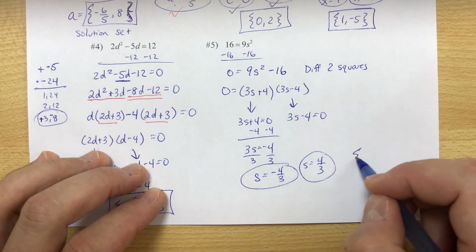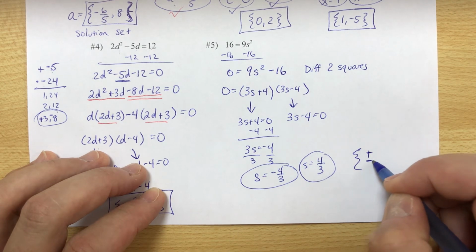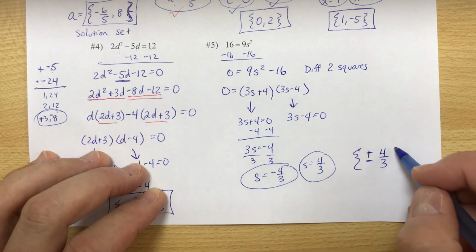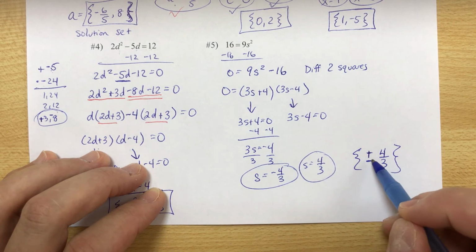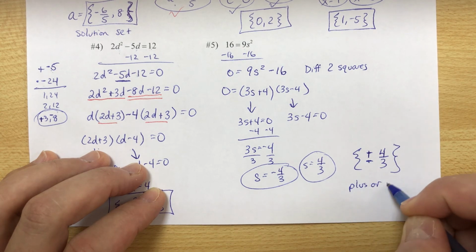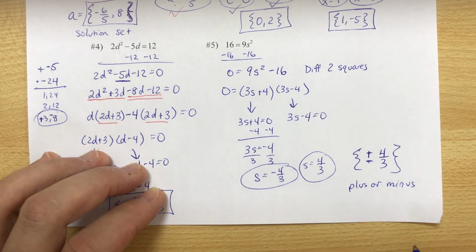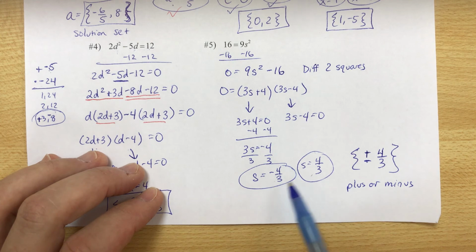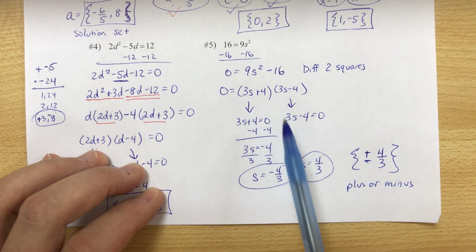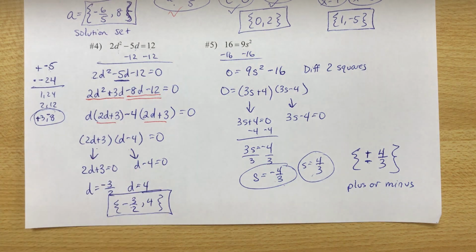When I write this answer here, one way that we can write it, instead of writing 4/3, negative 4/3, I'm going to write this as plus or minus 4/3. That means plus or minus. Those are my two answers. That's a short way of writing both of these, positive and negative. And again, if we check it, it's right. And that is the end of part 1.